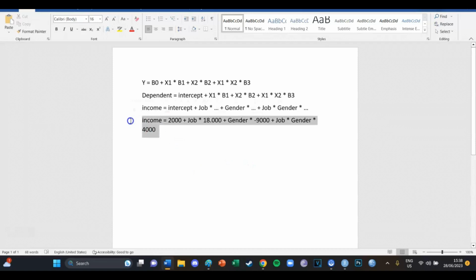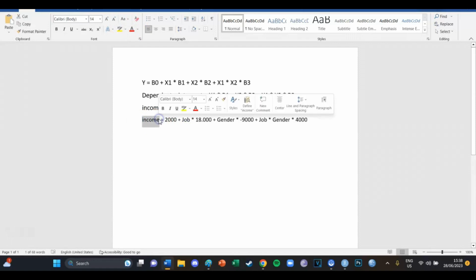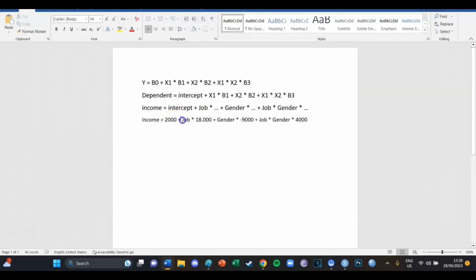And let's make them a tiny bit smaller. So your income, the dependent variable, is the intercept, which is 2,000, plus what you fill in for job times the slope of job, which is 18,000, plus what you fill in for gender times the slope of gender, which is minus 9,000, plus what you fill in for job again, times what you fill in for gender again, times 4,000.